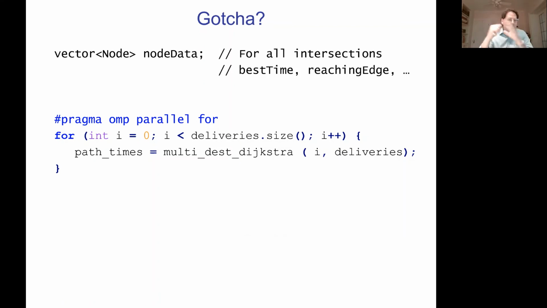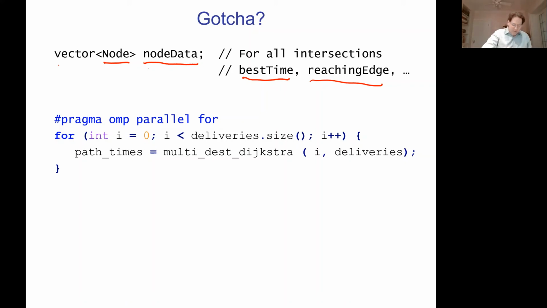So we've talked about how parallel pathfinding is a useful thing to do for milestone 4. Here's a gotcha to watch out for. Many teams will have written their pathfinding code, their Dijkstra or multi-destination Dijkstra, using something that looks like this. They have a global data structure that stores information about every single node in the graph, every single intersection. It doesn't really matter what's in here, but I've got a vector, so for every intersection I've got some data. I might have the best time I've ever seen to that intersection, the reaching edge or street segment that I used to get there, and so on.